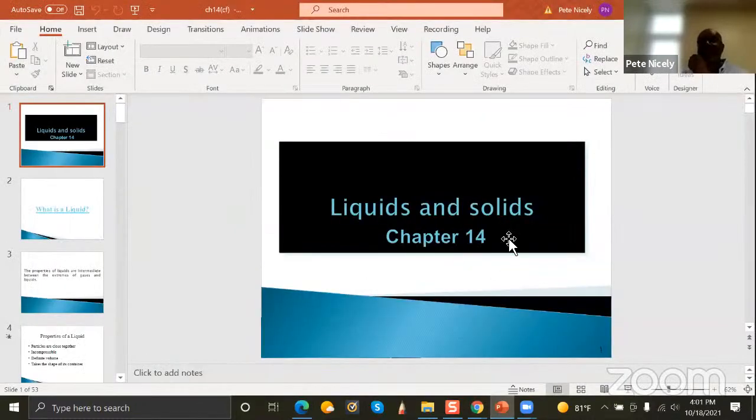All right, so we're going to start with chapter 14 today. And in chapter 14, we'll be dealing with solids and liquids. And as you're going to see, in the case of solids and liquids, their behavior, especially at the microscopic level, at the level of particles, molecules, atoms, is markedly different compared to the behavior of gases.